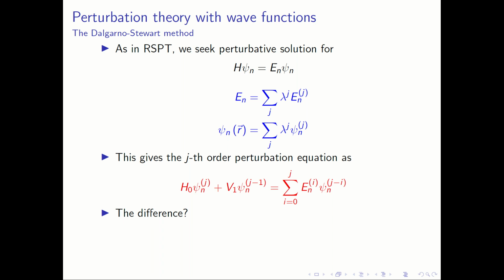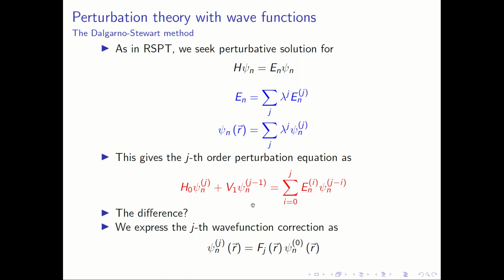In the Dalgarno-Stewart method, on the other hand, what you do is write the jth wave function correction, psi njr, in terms of the unperturbed wave function for the nth order, the wave function to which you are seeking the correction, times a function fj of r, and try to find out this function fj. That may not look like a very big difference, but sometimes it makes the problem much more tractable, or at least gives you the answer you are seeking much more quickly. So how does one go about doing this?